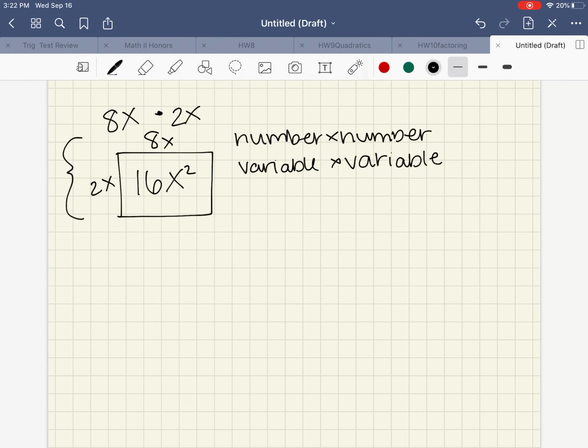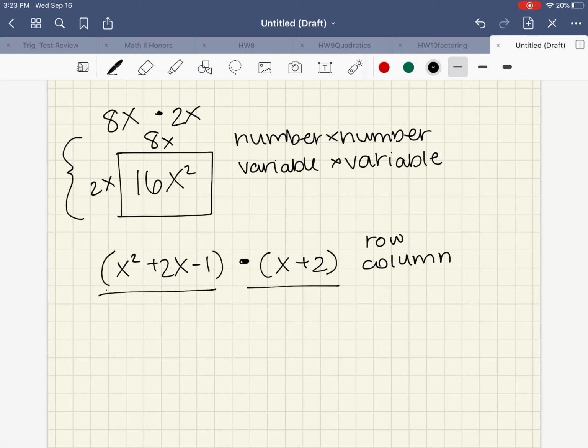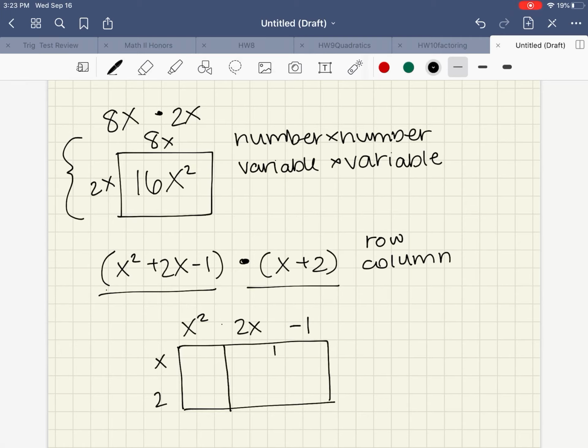Okay, so let's say the problem is I need to multiply x squared plus 2x minus 1 by x plus 2. You're going to have a row for every term and a column for every term. One of these is going to go on the row and the other on the column. So I'm going to put this on the top: x squared, 2x, and negative 1. Don't forget the negatives. And then I'm going to put x and 2 on the side. So I'm going to make a box and separate these into rows and columns. See how each term has its own row and column?